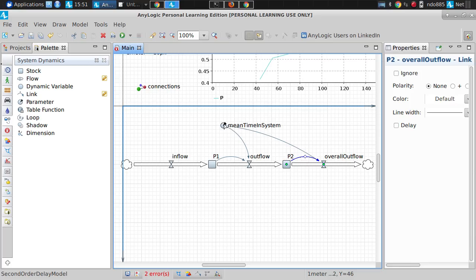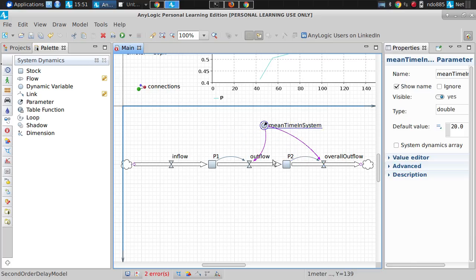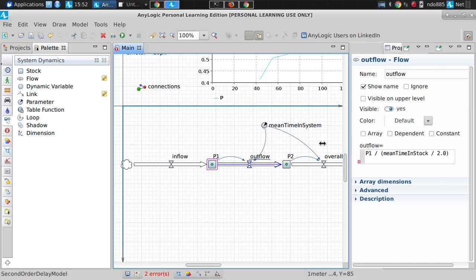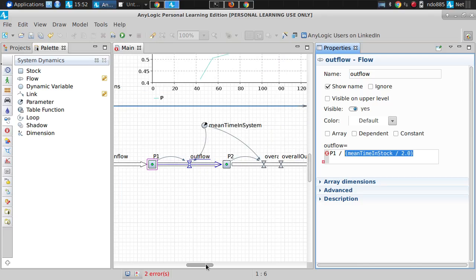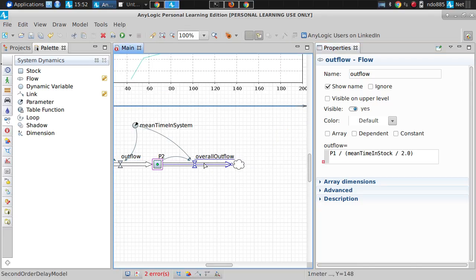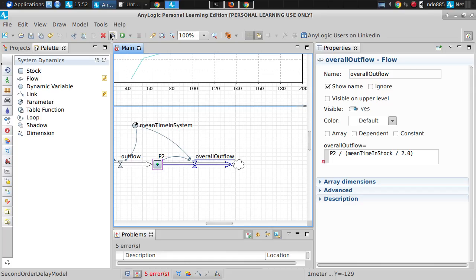So what have I done? I have an overall time in the system, and half the time will be associated with the time to go from here to here, and half the time from there to there. And therefore, the outflow here will be divided by some amount of time in this stock, which is half the overall time, and same thing here. Again, I would do it more beautifully if we had time.